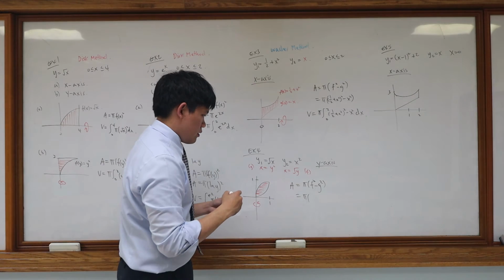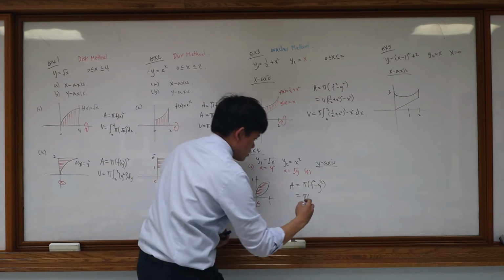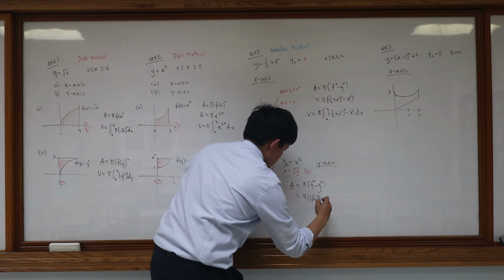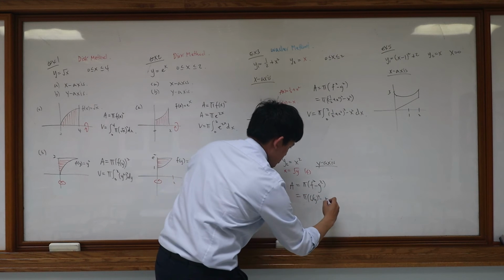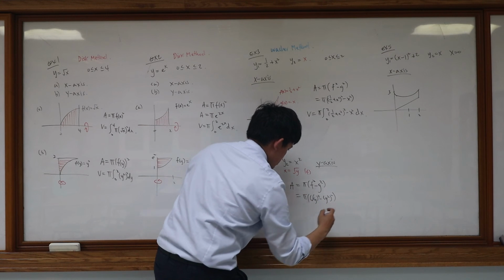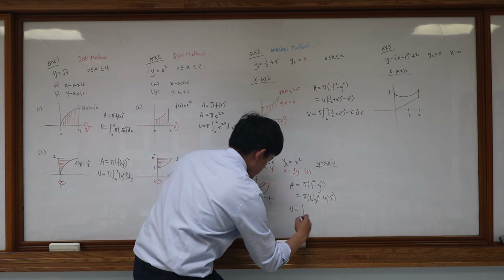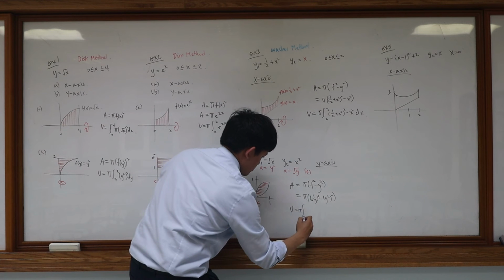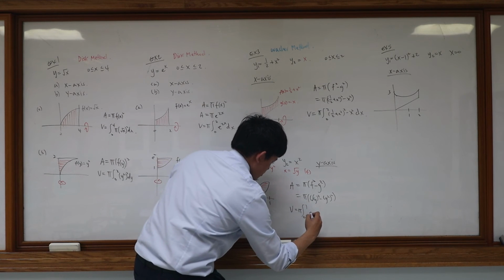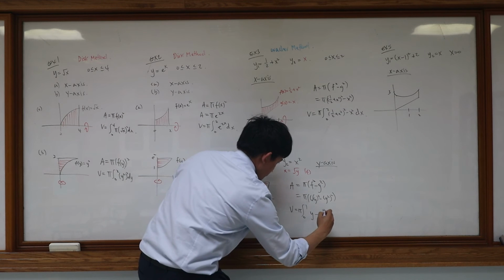So that means my F here is going to be the square root of y, so the square root of y squared, minus my bottom function, which is y squared squared. That means my volume is equal to pi, between 0 and 1, of y minus y to the power 4 dy.